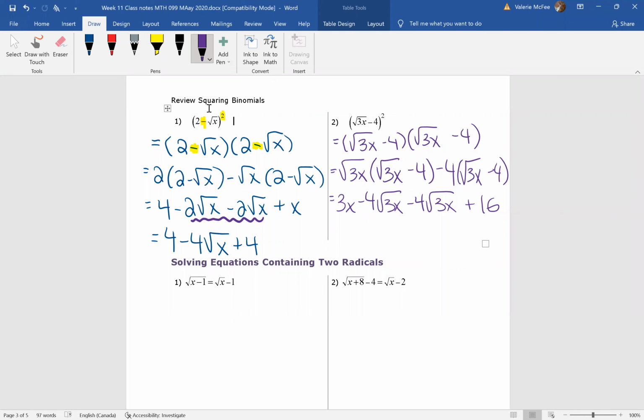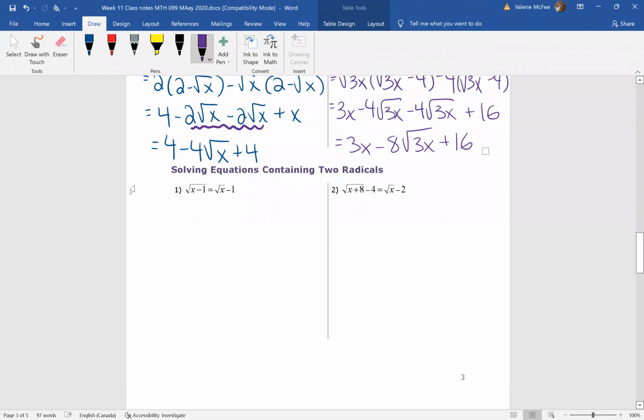Again, we have the square root of 3x minus 4 multiplying itself. They both have negative signs. The root of 3x multiplied the second bracket, negative 4 multiplied the second bracket. We have like terms here, so we have 3x minus 8 times the root of 3x plus 16. We're going to use that now as we go ahead and solve these radical equations that contain 2 radicals.